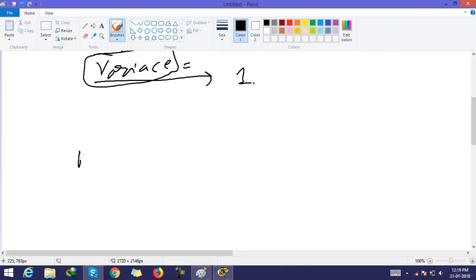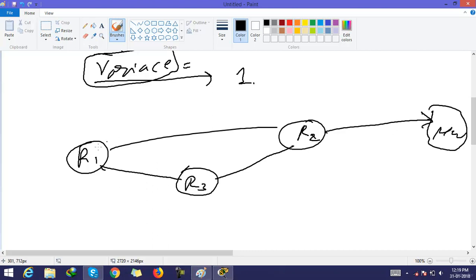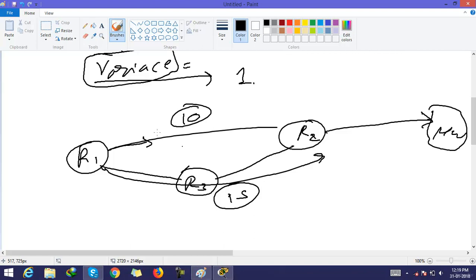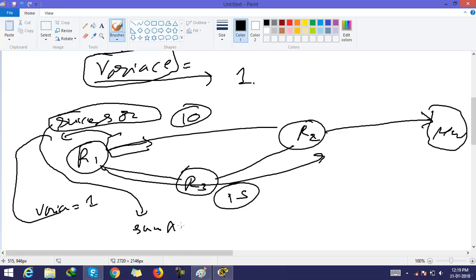For example, let's take this is R1, this is R2, this is R3. Here is a network. This path has a cost, for example, 10, and this path has a cost or metric like 15. Now the variance is 1. In this condition, this path becomes the successor in EIGRP. This successor is multiplied by variance and it calculates the feasible distance, and this feasible distance goes into the routing table.